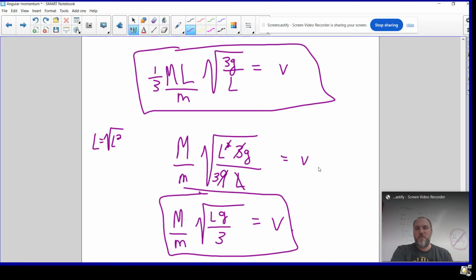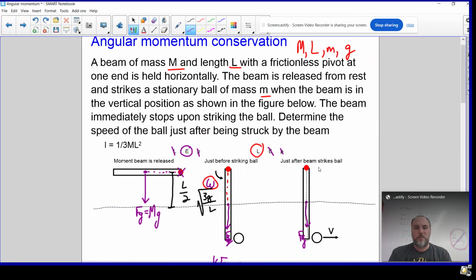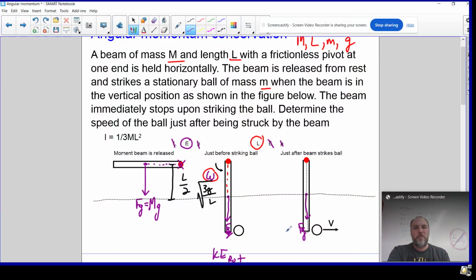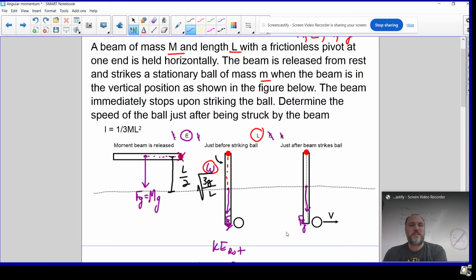Okay, so that was probably one of the more challenging problems that you could see on the exam, but it's important that with each step, we go through our LEPs and we go through those conservation laws and determine which one would be most appropriate. So we used energy to get the beam from the horizontal position to the vertical position, and then we used angular momentum through the collision.